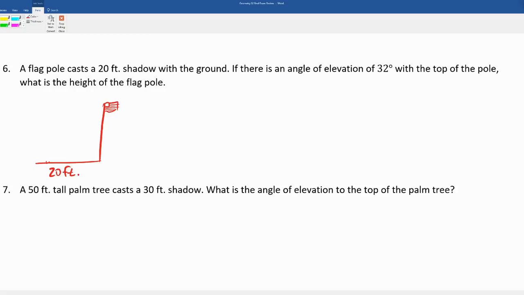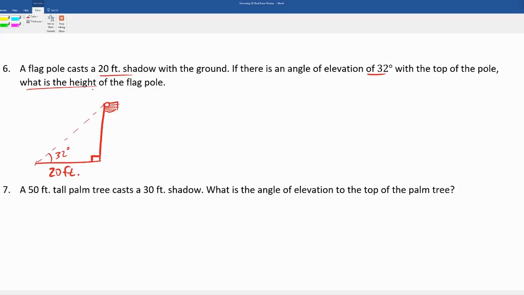All right, good. With the ground and the flagpole, we're going to assume it's standing straight up, right? Like a normal flagpole, 90 degrees from the ground, completely perpendicular. Now, there is an angle of elevation of 32 degrees. What it's saying is from the end of the shadow here, if you look up at the very tip top of the flag, your angle of elevation is 32 degrees. Like if you were standing there, your head would be tilted up at that angle to the top of the flagpole.